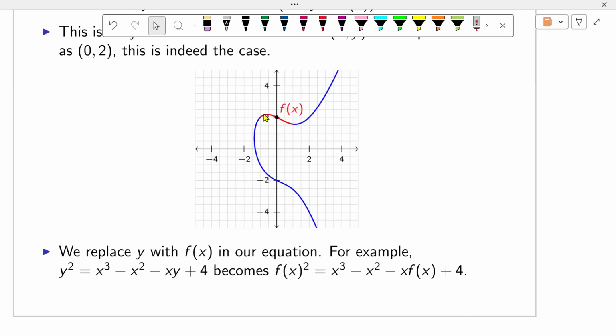So what that means is as long as I'm looking at this red portion right here, my y is in fact a function of x. And so for points on this red portion, wherever I had a y in my original equation, I can replace it with an f of x. Again, I'm just looking at the red portion here. And so I have f of x squared equals x cubed minus x squared minus x times f of x plus 4.